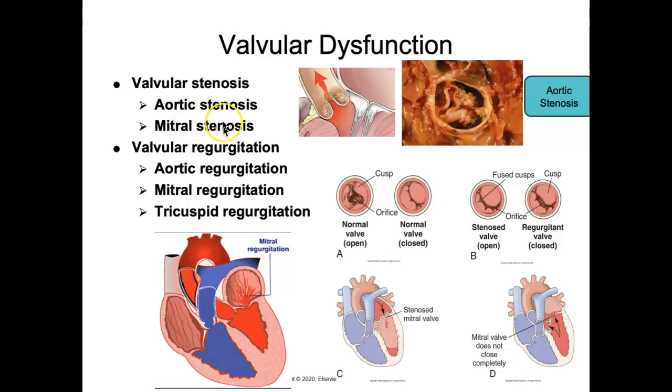Then we have mitral stenosis. So this of course takes place when we have our valve narrowed so that the blood flow from the left atrium is impaired and can't move into the left ventricle easily. And mitral stenosis is actually one of the most common forms of rheumatic heart disease, and we'll get into that in a few slides.